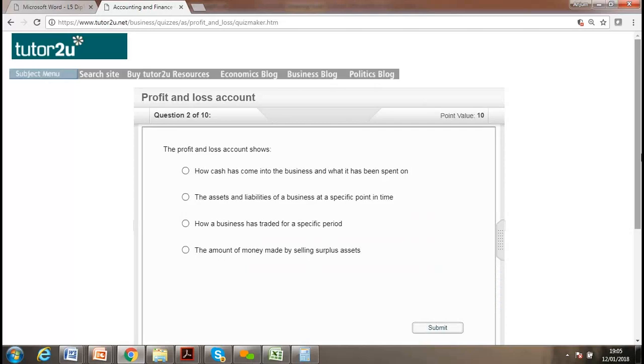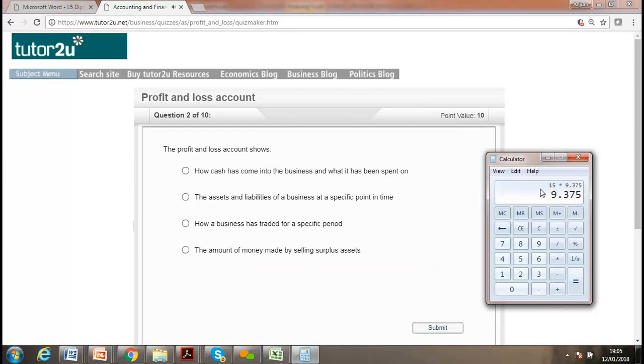Yes, so it's very difficult, because we have a 37.5% gross profit. The rest is my cost, which is 9.375.